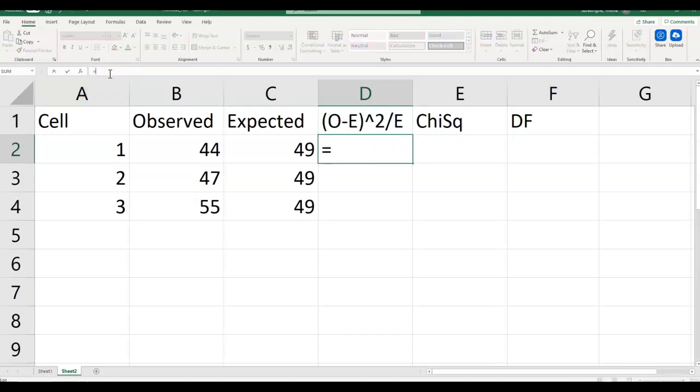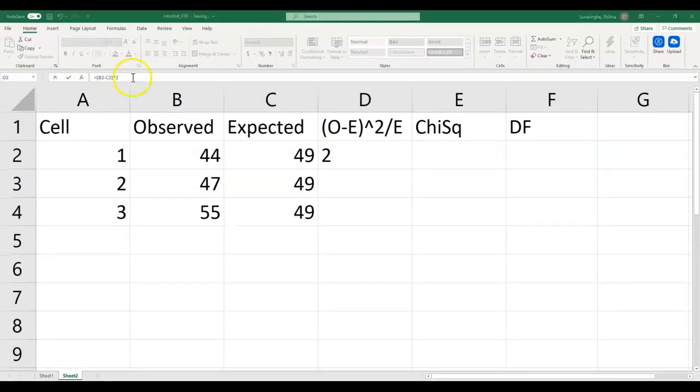Equals, observed, that is this particular reference, minus expected. Just following the exact format, I'm going to put parentheses around observed minus expected, and then I have to raise it to the power of 2. On your keyboard, simultaneously press Shift and 6 to get that particular little weird symbol, and then type 2. Then this entire thing divided by expected, and then I hit this little check mark.